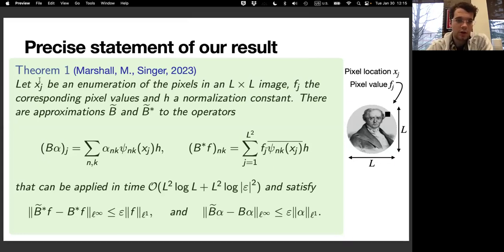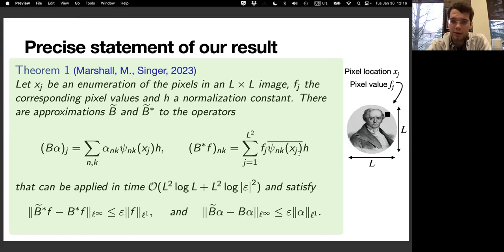Okay, so there's some notation. We're going to look at an image like this. We're going to just enumerate the pixels by xj. We have an L by L image, and then fj are going to be the corresponding pixel values. So when we want to do these expansions into the basis, there are two operators I care about: B and B adjoint. B takes a set of basis coefficients alpha and just expands those coefficients onto the grid by multiplying by the corresponding basis functions at all the grid points. And then B adjoint does the opposite. It just takes an image and computes the inner product with all these basis functions.